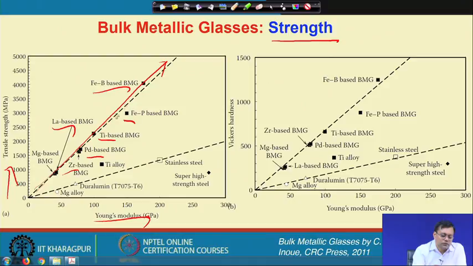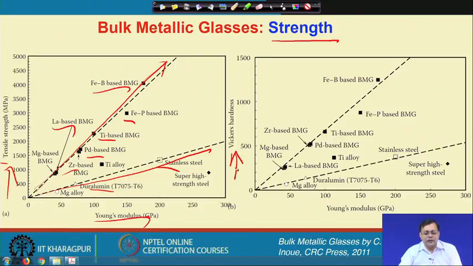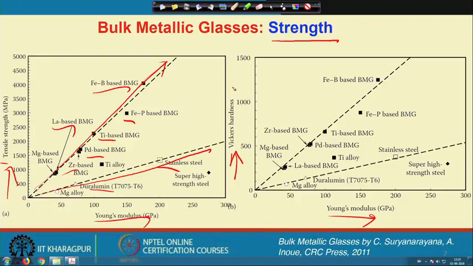They follow such behavior, whereas in the case of a crystalline alloy, since the elastic strain limit is relatively low, we will get a lower slope. This is very similar for tensile strength, or it could be the Vickers hardness. In both cases we have observed that the Young's modulus and the hardness or the strength show such a linear type of behavior.